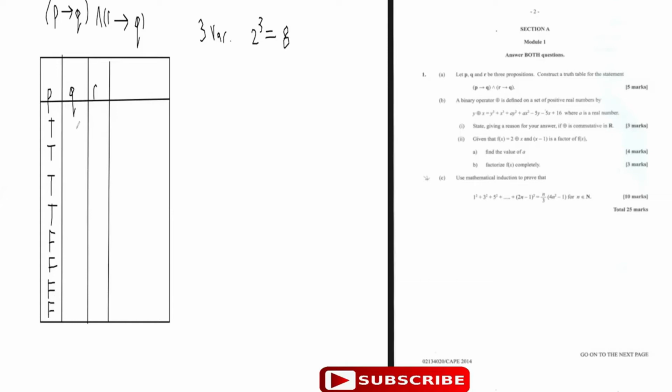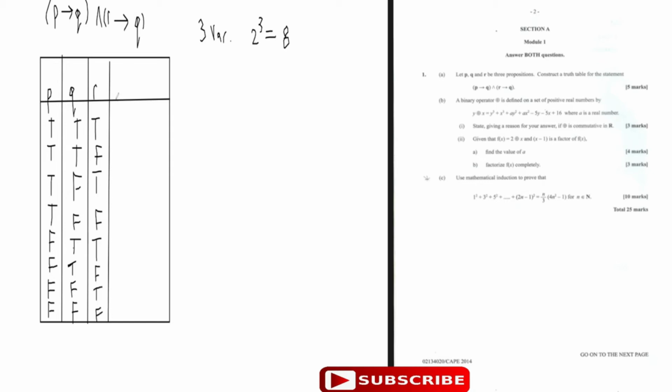Then for Q, it's going to be true, true, then false, false, then true, true, then false, false. That gives the 8 possibilities for Q. Nice and easy. Then for R now, it's going to be true, false, true, false, true, false, true, false. Nice and easy.